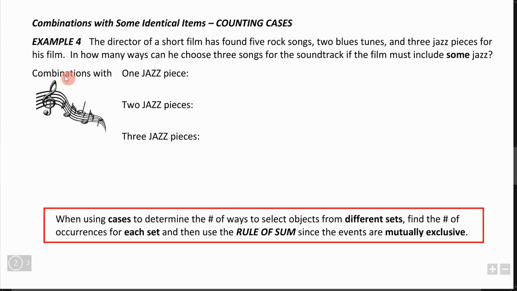So we're going to have some combinations with one jazz piece. So what are those combinations? Well, that's 5 rock songs, 2 blues, and 3 jazz. So we can have 3 choose 1 because we have to have one jazz piece, times 7 choose 2. We have 7 choices for the other 2 songs, 5 rock and 2 blues. So that gives us 3 times 21, which is 63.